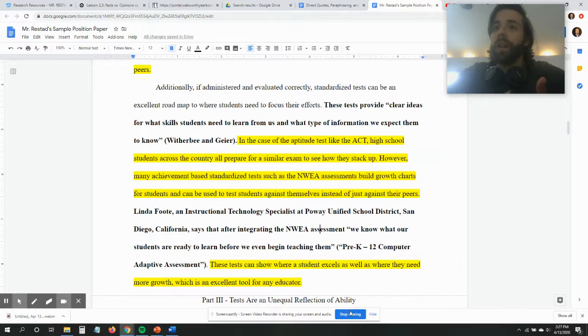Good luck with this. The best way to practice it is just to practice it. Keep reading, see how other authors are doing it. Take a look at my example paragraphs and my example papers, and try to mimic the style that you're seeing in your own writing.